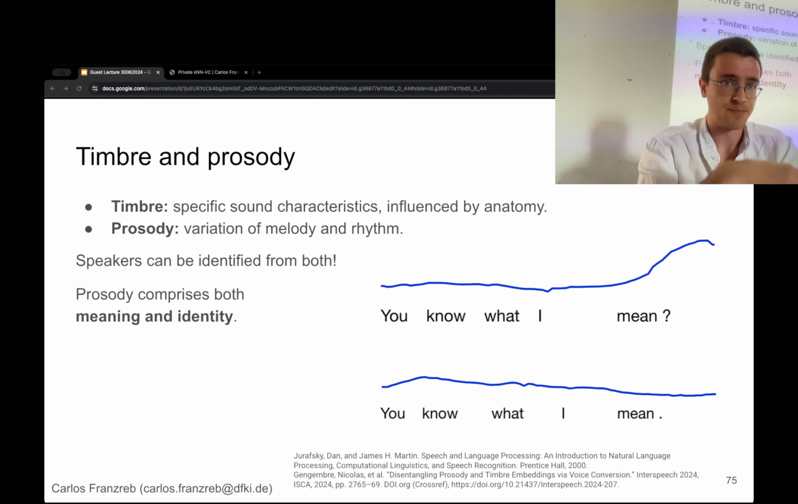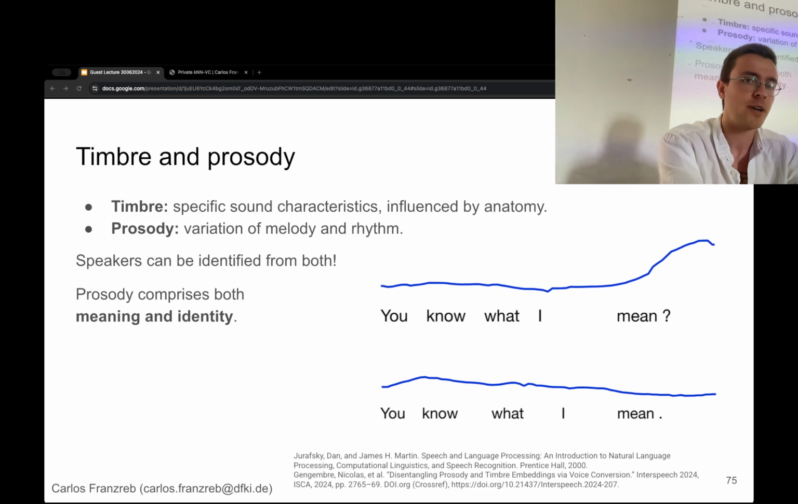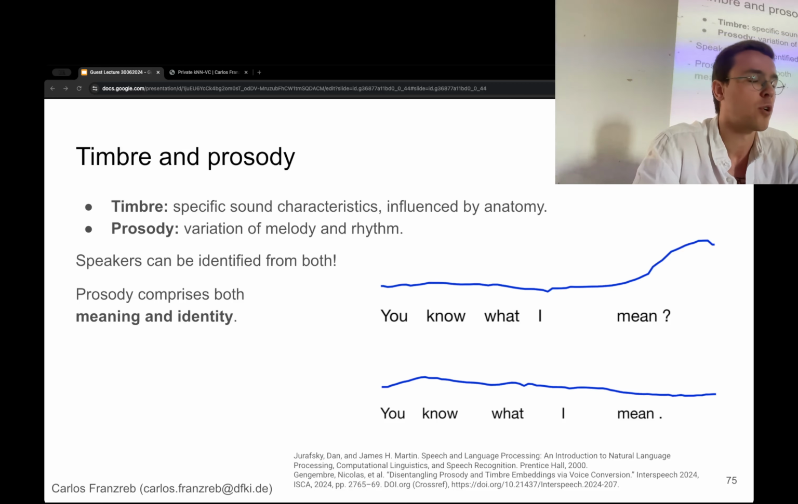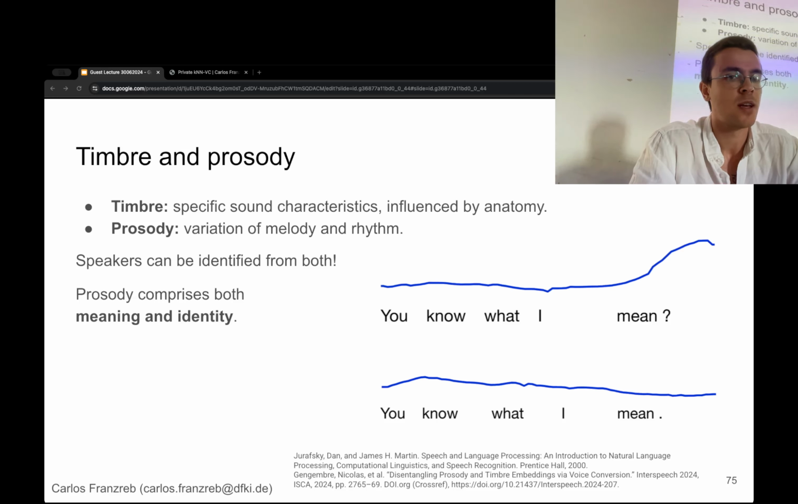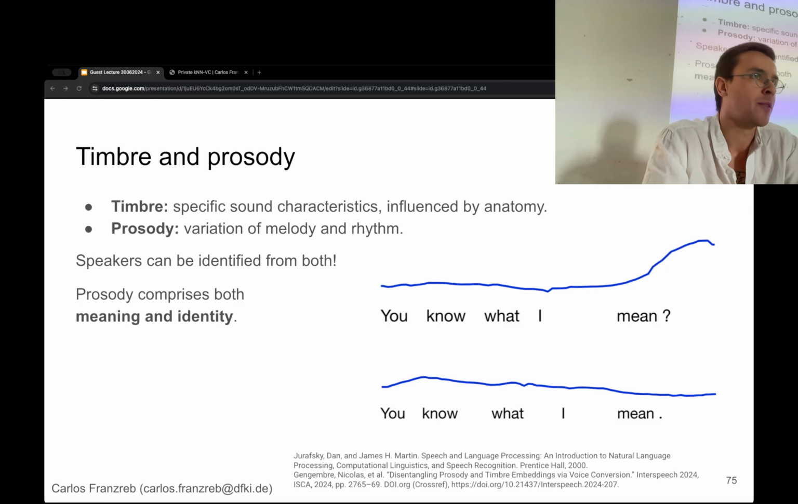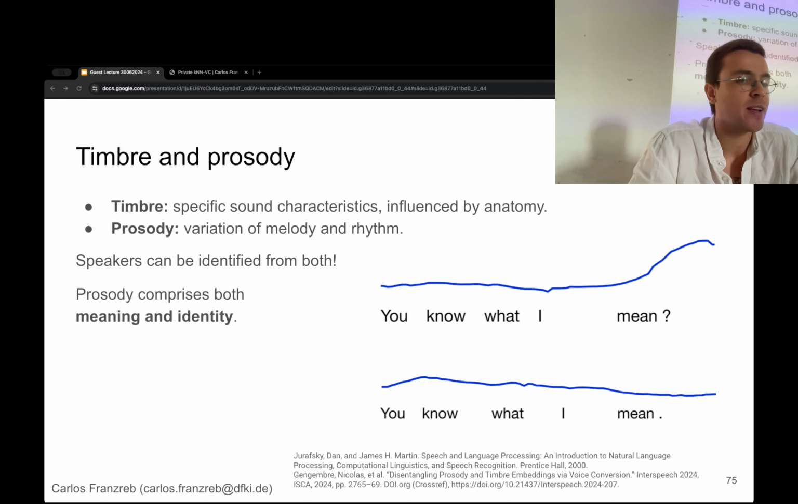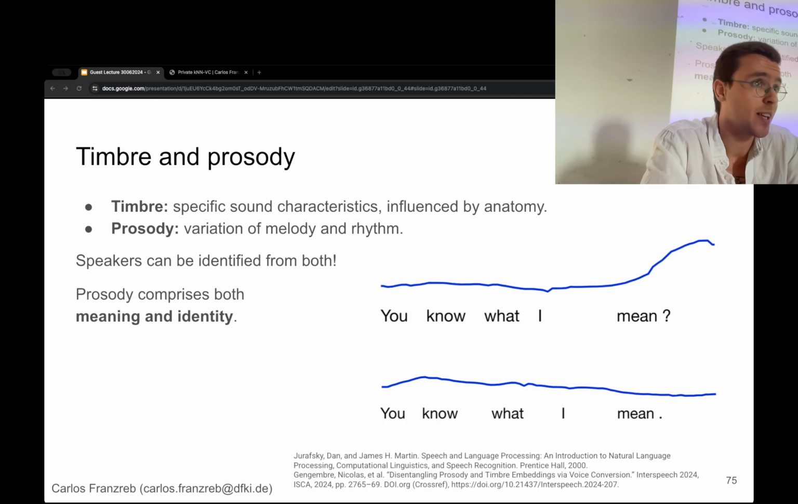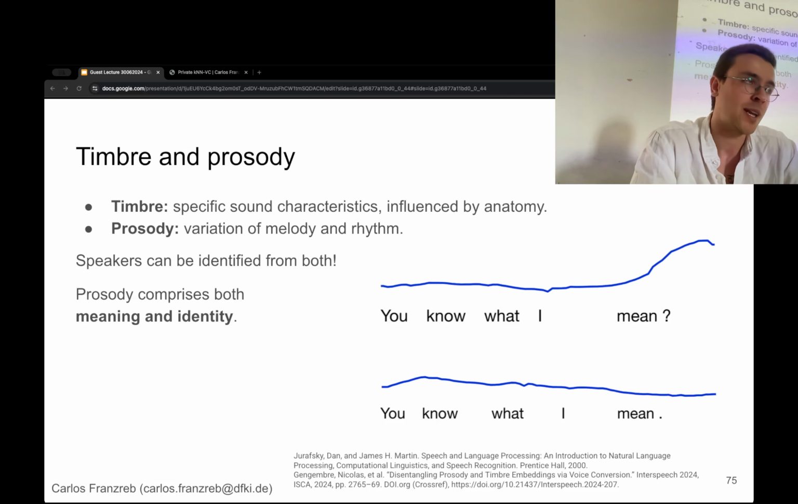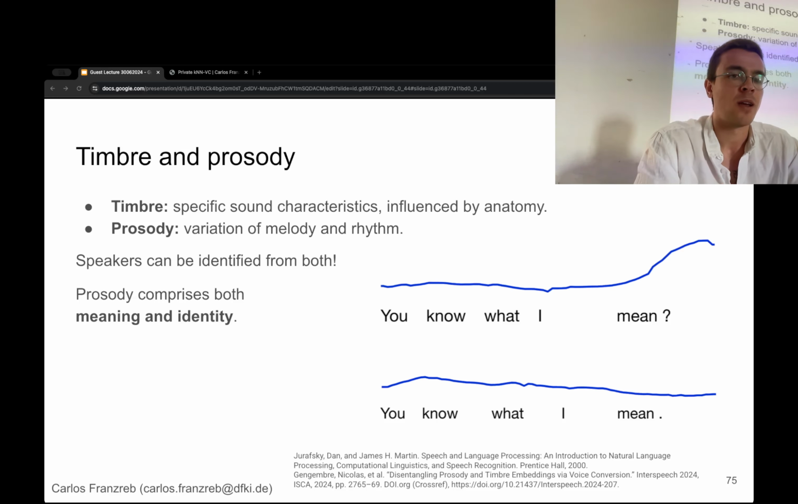So what is prosody? We saw timbre, which is like the anatomical characteristics of your voice, of your vocal tract, like how your voice sounds. And then prosody is the variation of melody and rhythm, which comprises both meaning and identity. Timbre is only identity. There is no meaning in your particular voice. But prosody, on the other hand, comprises both meaning and identity, which are entangled.